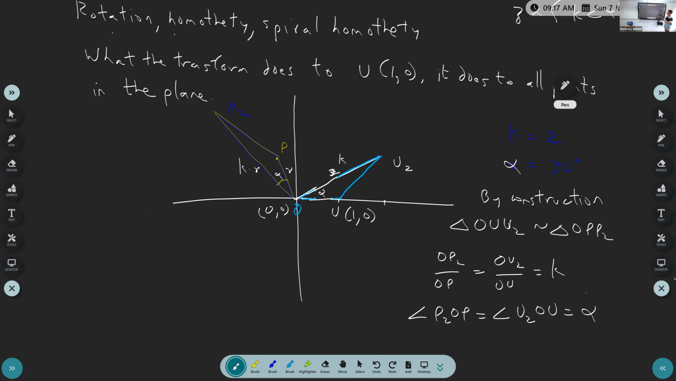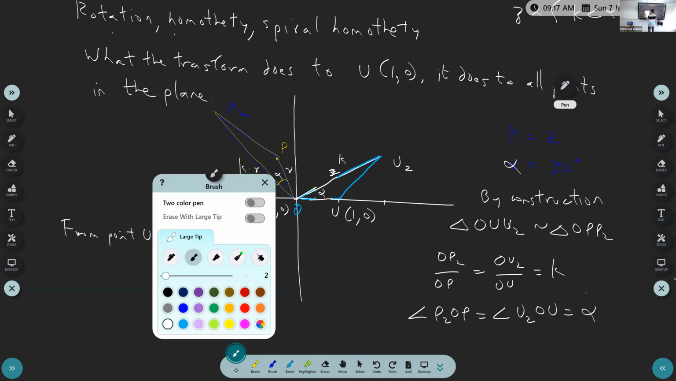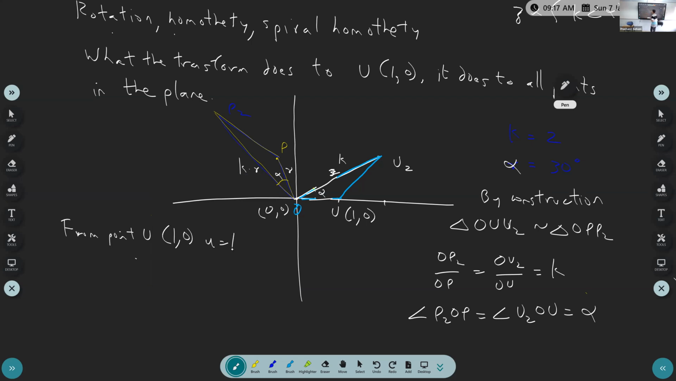And again, to highlight the fact that this is a multiplication operation, can you think of reaching the point P2 in two different ways? In this diagram, I start from the point U, which has coordinate 1 comma 0, or as a complex number, it is simply 1. It is unity. If I denote it by small u, it is unity. So I have two approaches to reach the point P2.